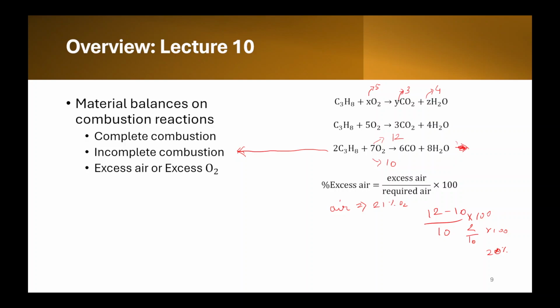That's how you can calculate. Firstly, you need to have a stoichiometric equation. If you have that equation and you know what is given to you, whatever the moles of O2 or air coming in, if you are given the moles of air, you can convert it to moles of O2. Then you can find out the excess O2, or directly you can also compute the excess air as well.